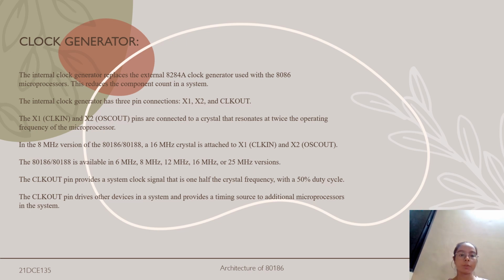The internal clock generator has three pin connections: X1, X2 and clock out. The X1 and X2 pins are connected to the crystal that resonates at twice the operating frequency of the microprocessor. The clock out pin provides a system clock signal that is one-half the crystal frequency with a 50% duty cycle. The clock out pin drives other devices in a system and provides a timing source to additional microprocessors in the system.